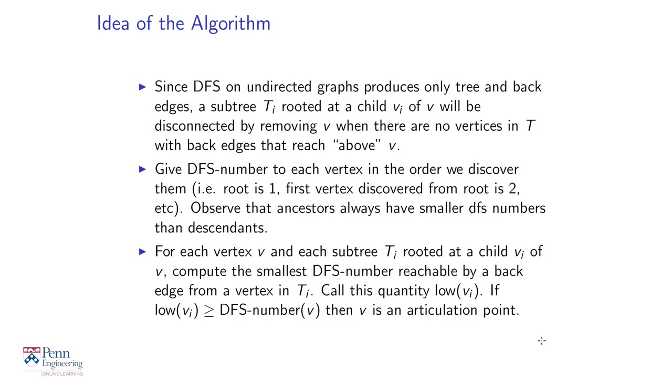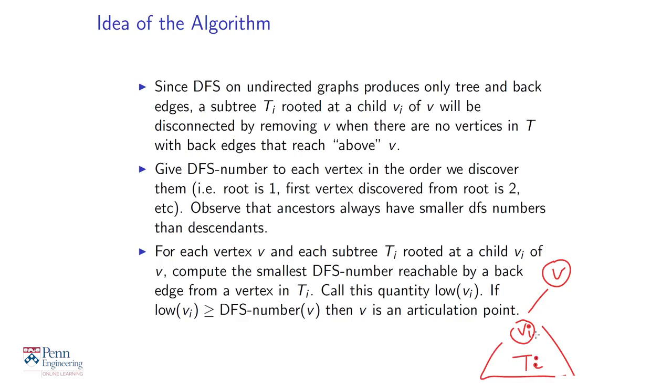And note that ancestors always have smaller DFS numbers than descendants, because you always discover the ancestor first before discovering the descendant. And then we will, for each vertex V and each subtree Ti rooted at a child of V, let me show you a picture here. Here's the vertex V, and it has a child, and let's call it Vi. And under Vi is the entire tree of things. We don't know what it is, but it's some big tree Ti.